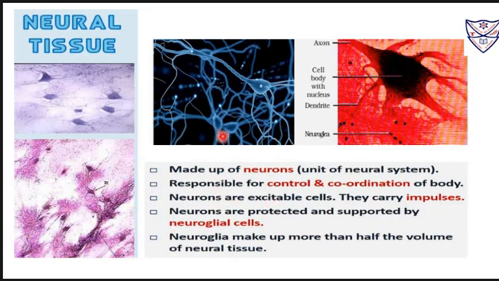These neurons are excitable cells which carry impulses. In our body, these are the electrical impulses. So the neurons are protected and supported by the neuroglial cells. The neuroglia makes up more than half the volume of the neural tissue. So this neural tissue basically helps us in communication. I hope you all understood all the animal tissue.